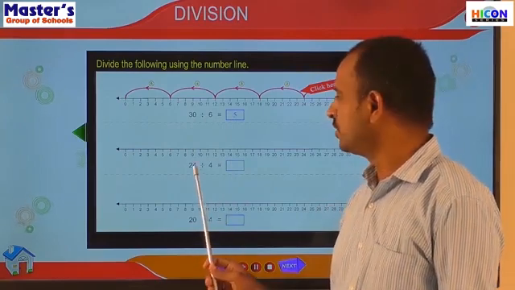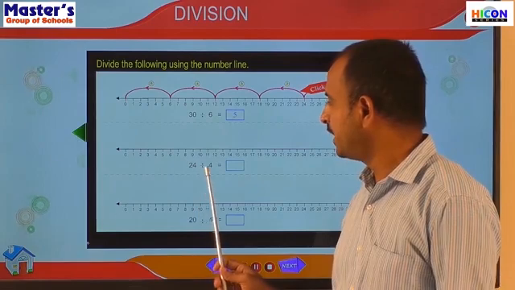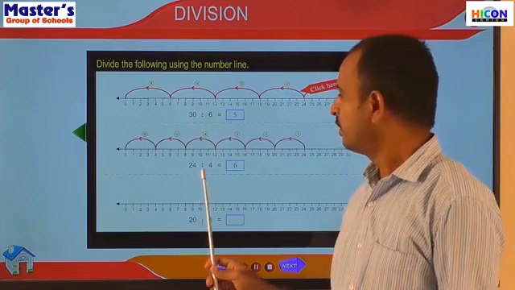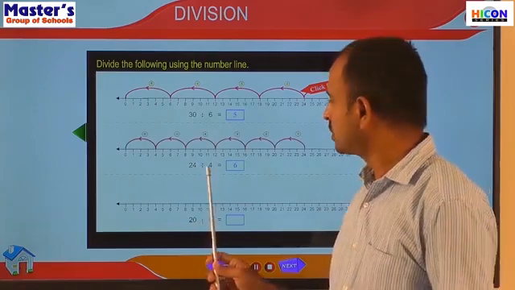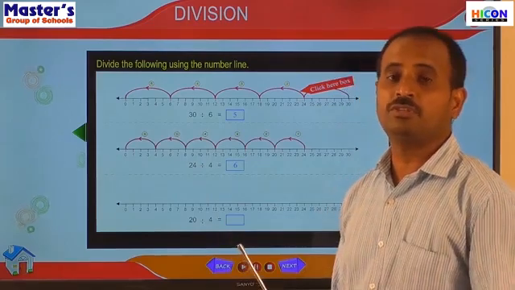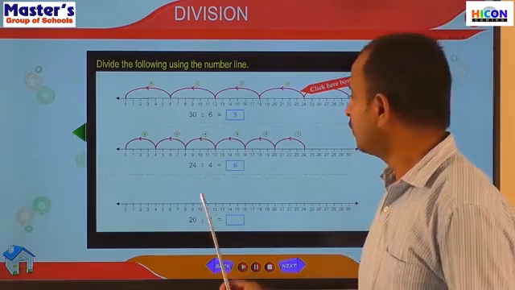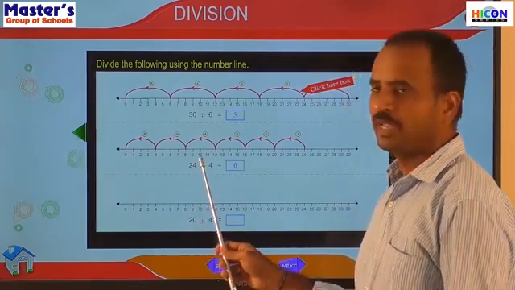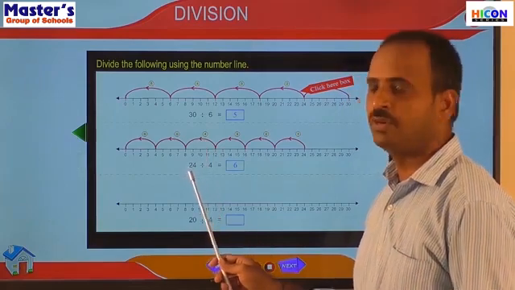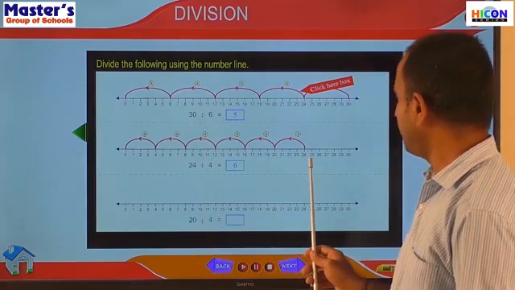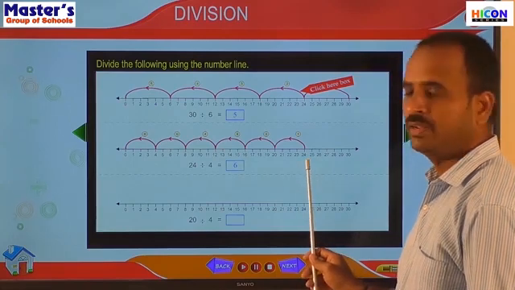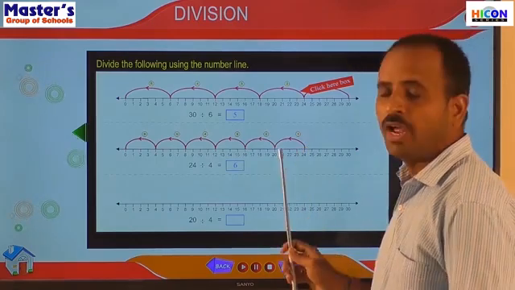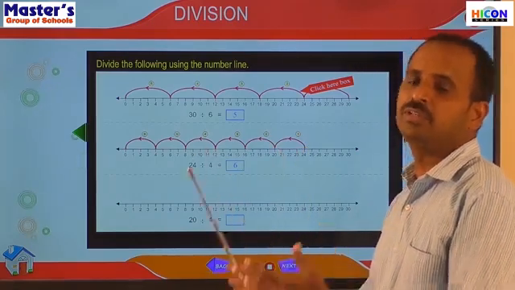The second division is 24 divided by 4. Here we have to divide the number 24 by 4. How do we show this division on the number line? First start from the first number in the division. What is the first number here? The first number is 24. So start from 24 on the number line. Where is the 24? Children, look at the number line. Here is the 24. So start from 24, and now we have to move steps until we reach 0.